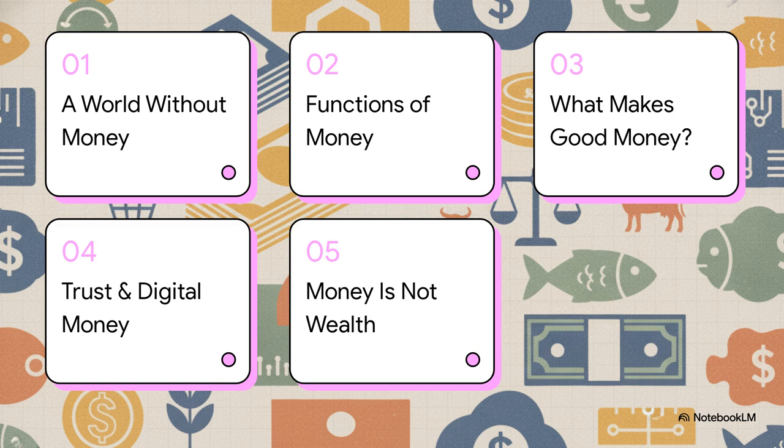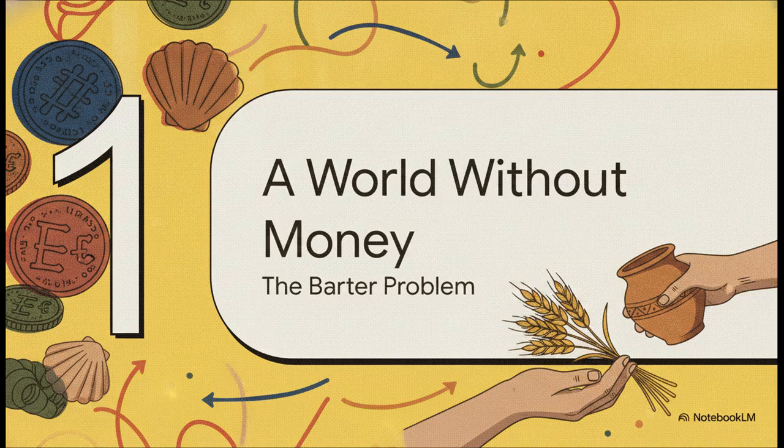So here is our roadmap for today. We'll look at a world without money, the three functions of money, what makes good money, trust and digital money, and finally, why money is not wealth. Part 1. A world without money and the barter problem.